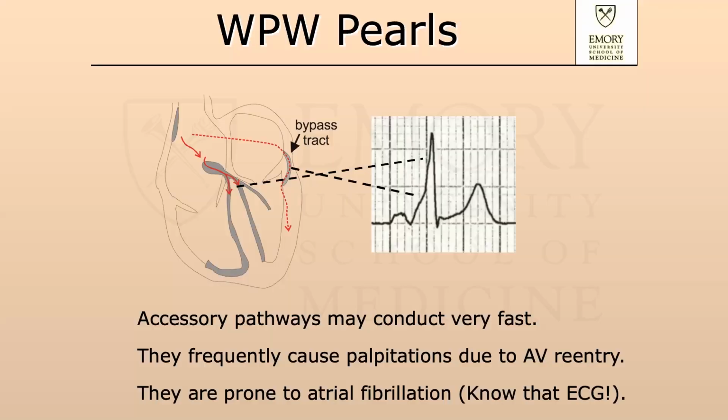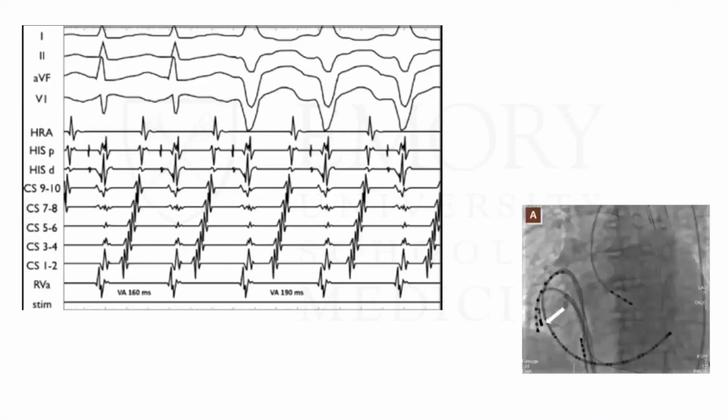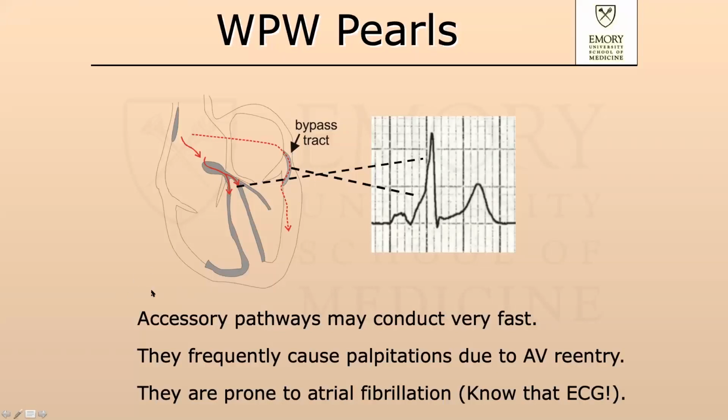Some things to keep in mind about WPW: accessory pathways may conduct very fast. That's why you see this threat of pre-excited atrial fibrillation, where there are no brakes on conduction from the atrium to the ventricle. Not only can they conduct rapidly, so that if atrial fibrillation were to occur, you could develop VFib related to that, but people with WPW are also prone to atrial fibrillation, and so they tend to have higher rates of AFib.